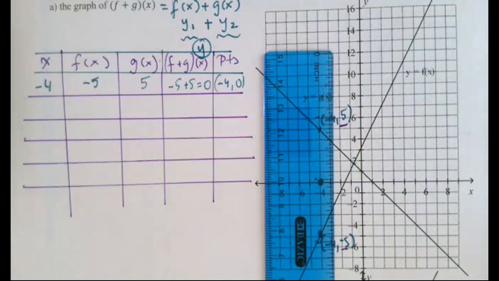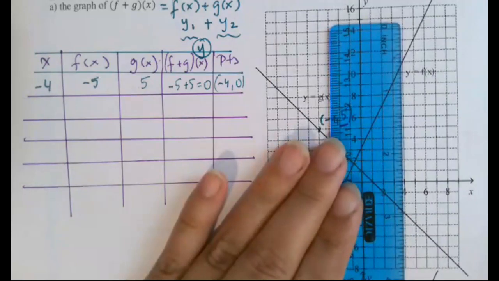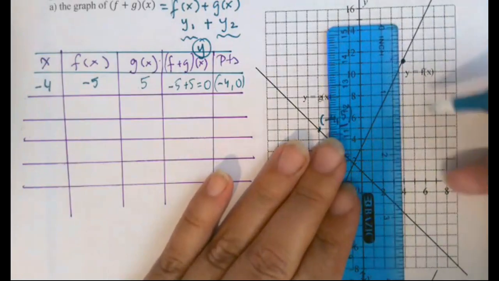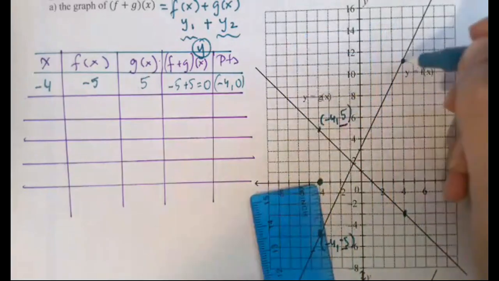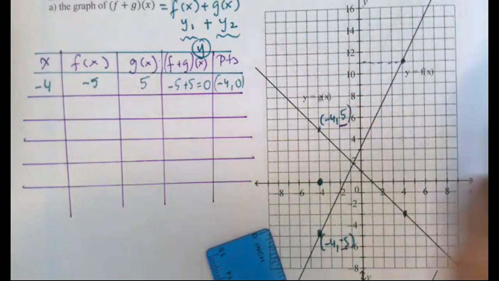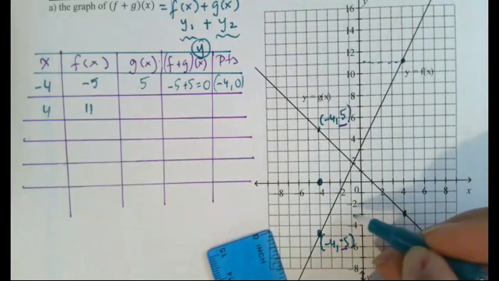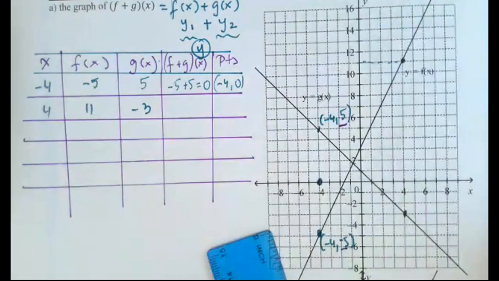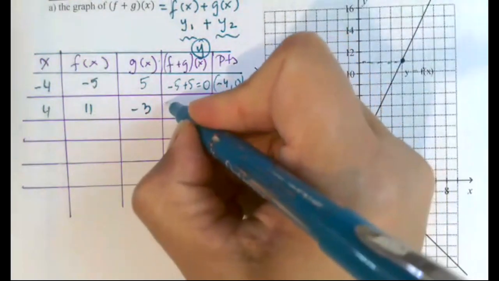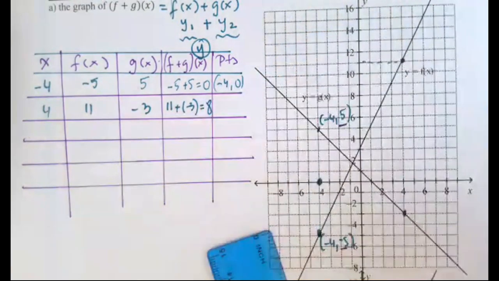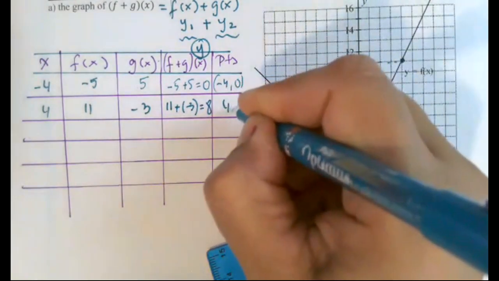Okay, so who's going to choose our next x? What about +4? +4. Okay, let's see. +4. So the function f point is right there. And the function g is right there. So you read that, which is 11. And then -3. And then 11 minus 3, or plus minus 3, whichever you want, but we get 8. The point is 4, 8.